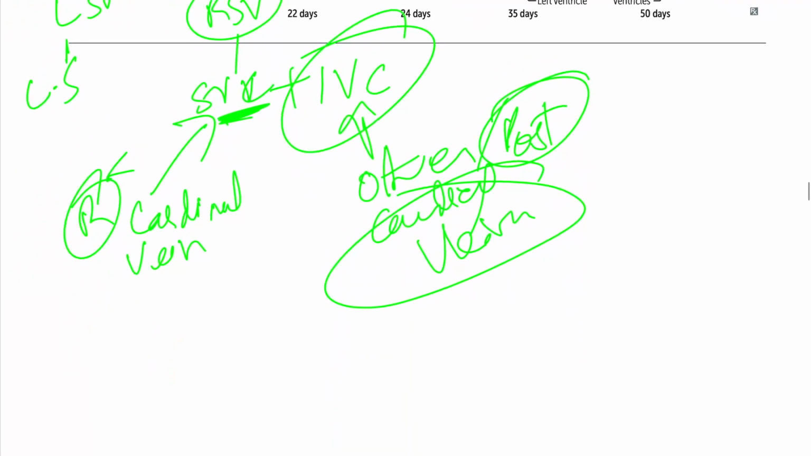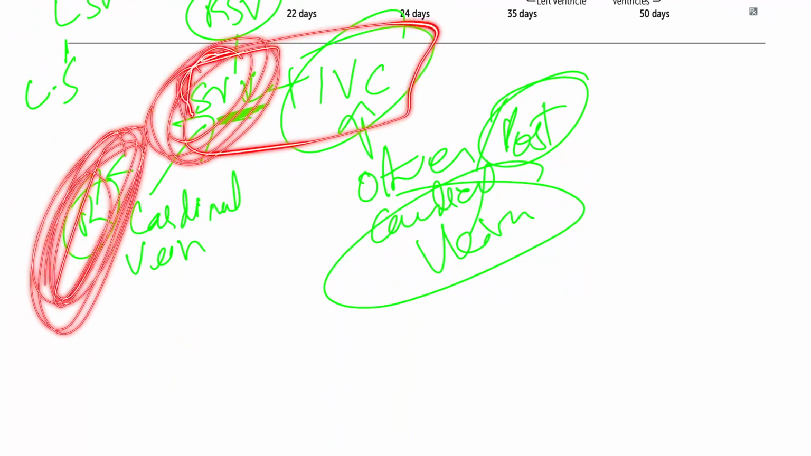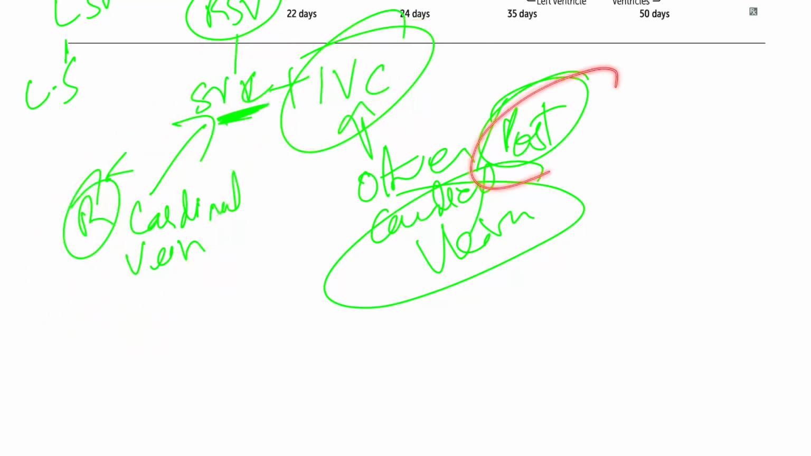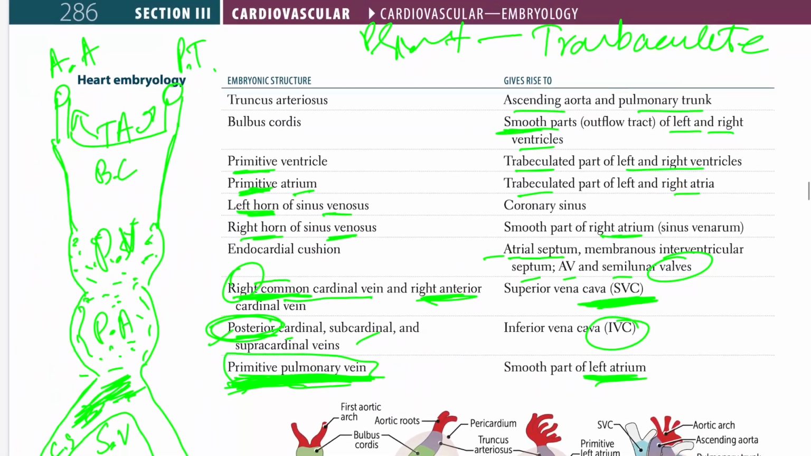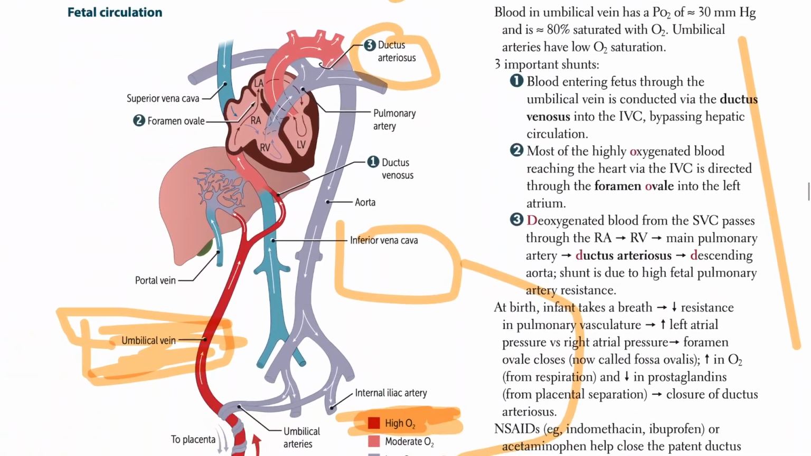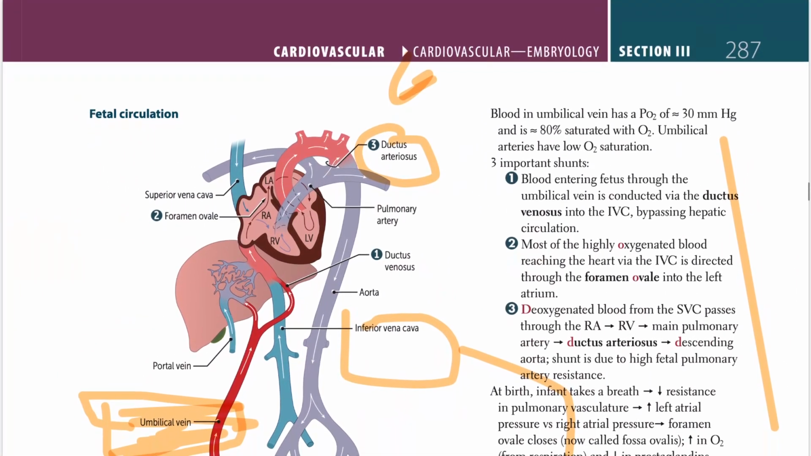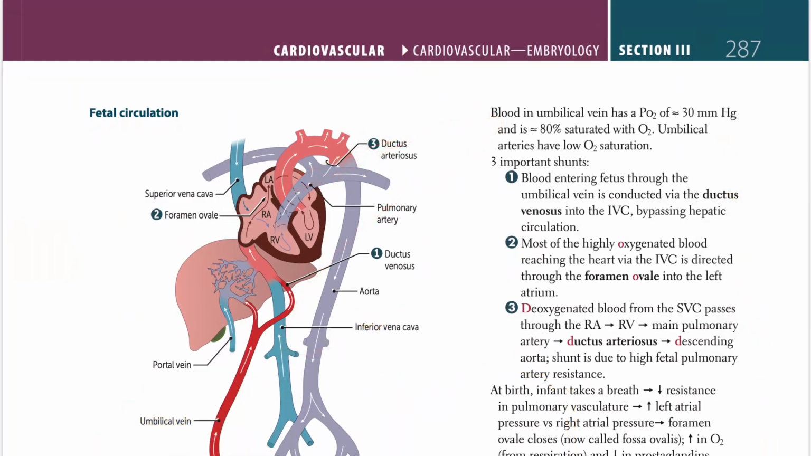Now we talked about how superior vena cava and inferior vena cava are formed. Superior vena cava is formed by all right cardinal veins, while inferior vena cava is formed by all posterior cardinal veins. And that's all for this heart embryogenesis or embryology. Okay, moving on with fetal circulation. Fetal circulation is very simple, very high yield.